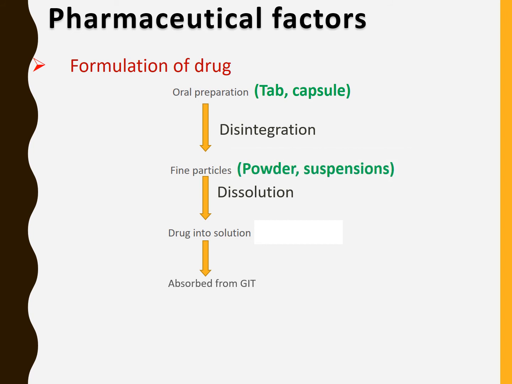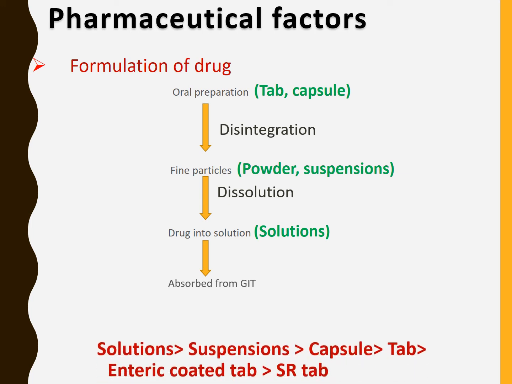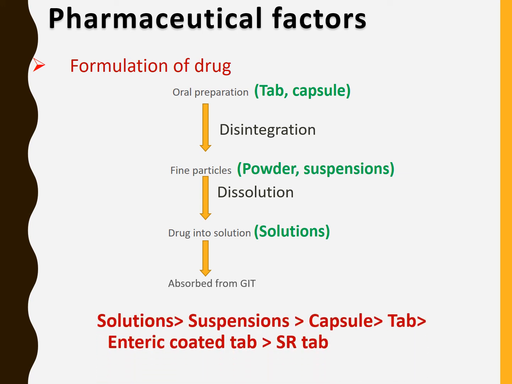Instead of that, when we are using powder or suspension, it's already in a fine particle form. So we can avoid the first step, disintegration. Then we only need dissolution, then the absorption. Again, when we are using solutions, they will be directly absorbed in the GIT. So the absorption will be fastest for the solution, then the suspension, then the capsule, then the tablet, then the enteric tablet, and slow releasing tablet.